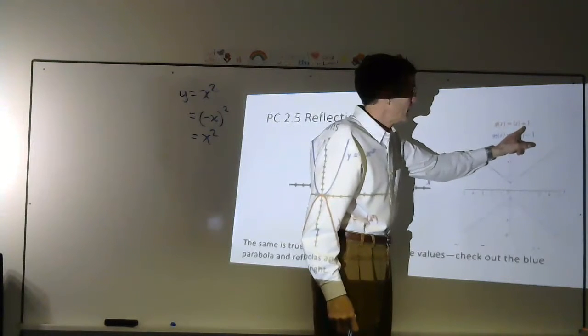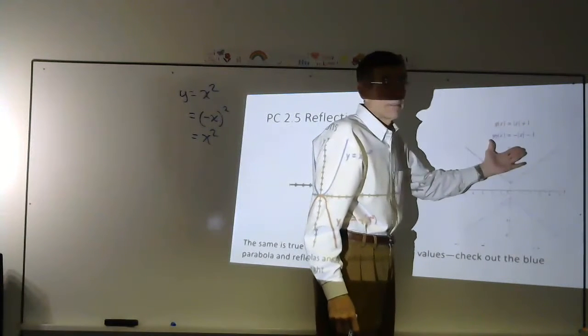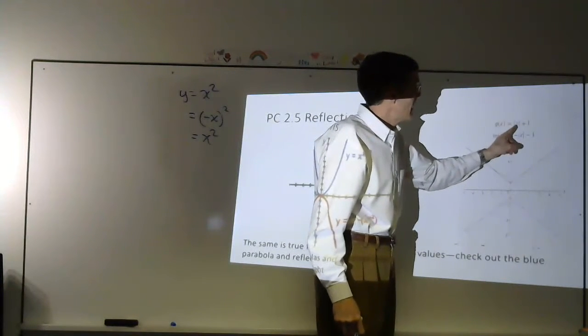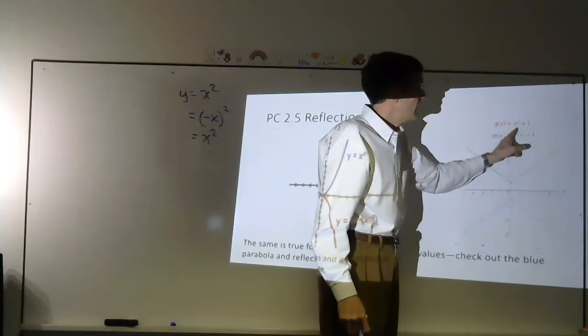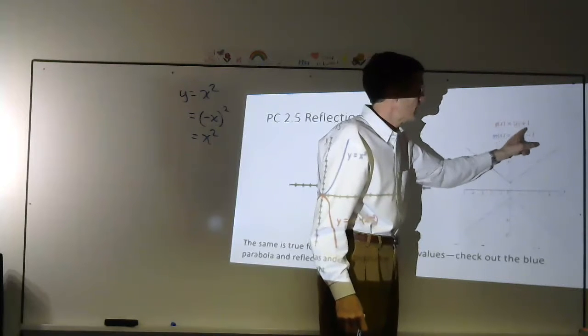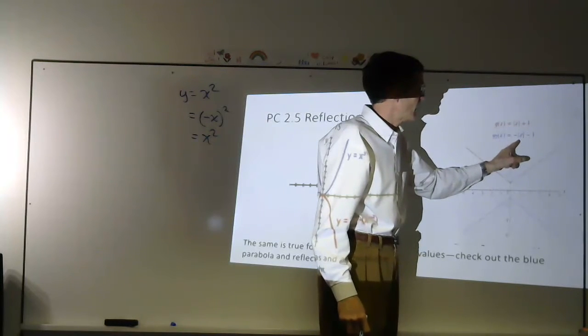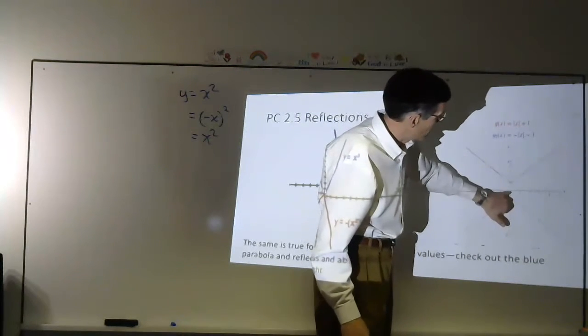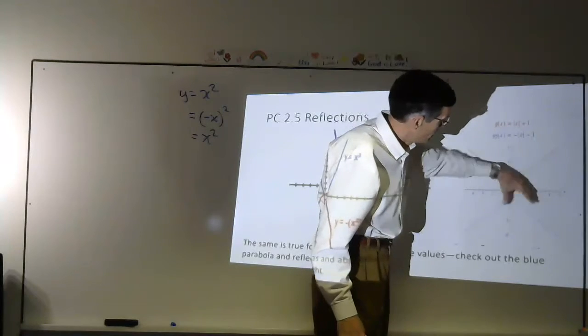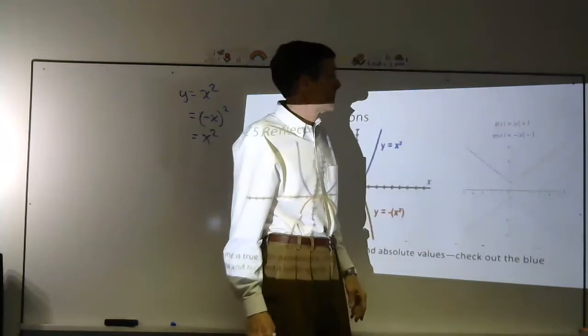Plus 1 moves it up. Now, if you take a negative and hit the whole function, it becomes this. Negative absolute value and a minus 1, it's going to flip it down. Instead of being up 1, it's going to be down 1, and it's going to be opening down.